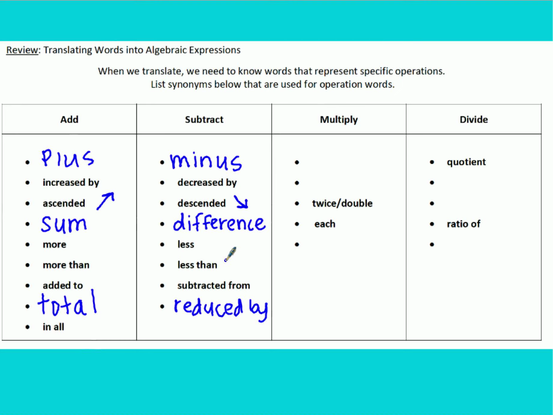Just to make a note of more than and less than: the word than, with both of those, causes the order of those things to switch. So if I have 6 less than 10, that means I wouldn't write it as 6 minus 10, but I would say 10 minus 6, because 6 less than 10 is 4. We know that. So we'd have to write it as 10 minus 6 to equal 4. That's just something to take note of.